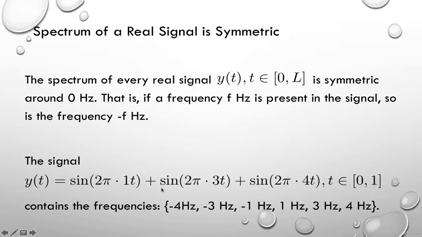So for example, here's the example we saw earlier. This has 1 hertz, 3 hertz, and 4 hertz. Well, this theorem says that this function also has negative 1 hertz, negative 3 hertz, and negative 4 hertz. In other words, when I do the discrete Fourier transform that we saw in the first lecture, we'll see all the positive frequencies, and we'll also see the symmetry where, when I reflect over the origin, all these negative frequencies are also present in the same amount. And so this is just a characteristic of a real signal.